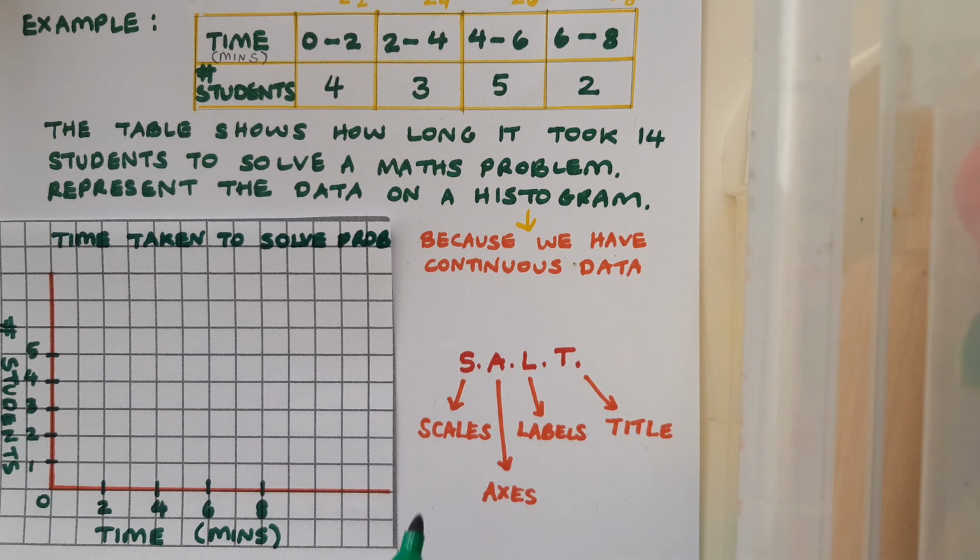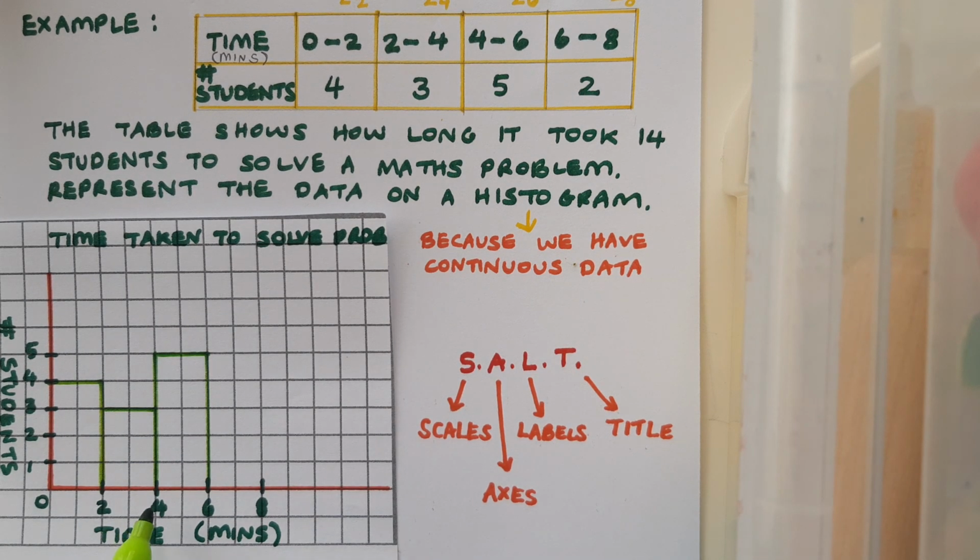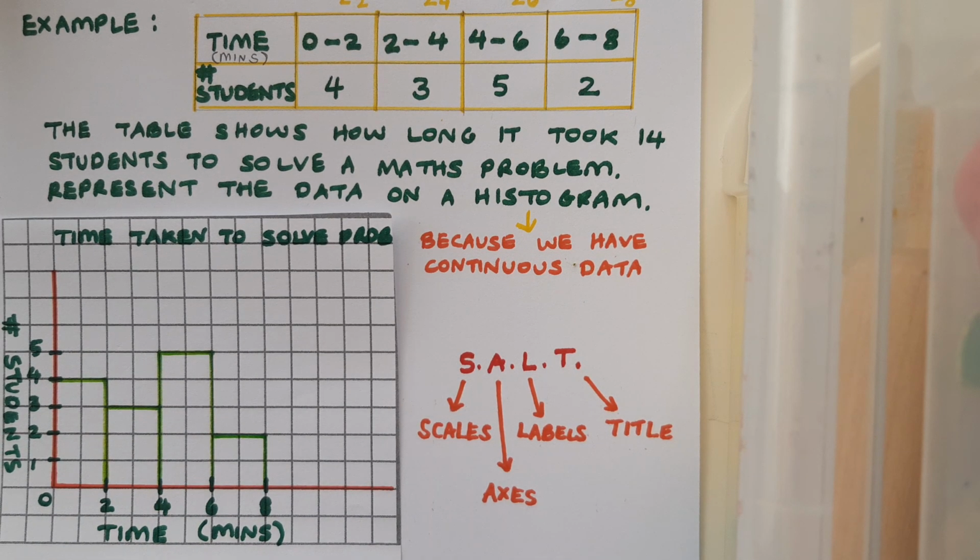Okay, now that I've ticked off everything there from my little checklist, I can actually put in the bars of my histogram. My first bar goes from 0 to 2 and up as far as 4. This is really the easiest part of the question. The next bar goes from 2 to 4 and up as far as 3. The next bar runs from 4 to 6 and up as far as 5. And my final bar goes from 6 to 8 up as far as 2.